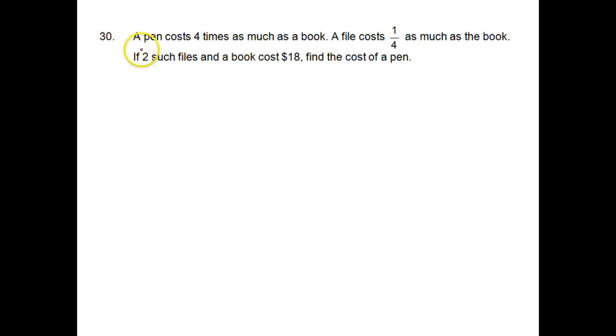Last question, 30. A pen costs 4 times as much as a book. So I know a pen and a book. Pen is 4 units. Book is 1 unit. A file costs 1/4 as much as the book. So my file is 1 unit, my book is 4 units.